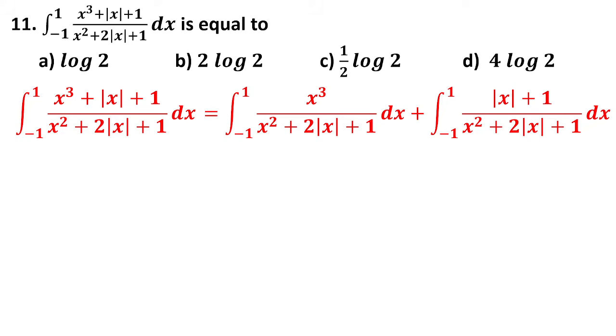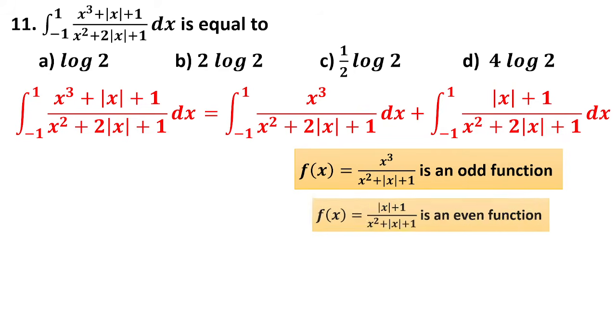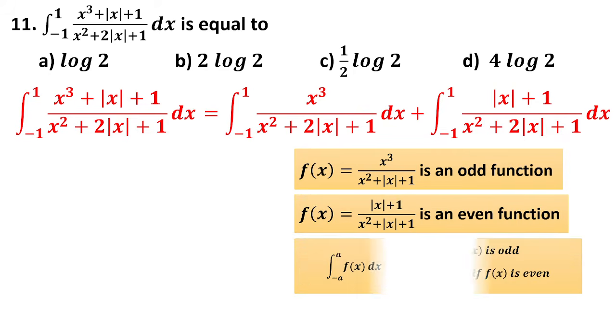That is x cube by the denominator plus the second term by denominator. Just by looking at it, I am seeing that in the first integral, when I replace x by minus x, the numerator is minus x cube. Therefore, it will be an odd function. Denominator will have no effect. The second one, when I replace x by minus x, I get the same function back. Therefore, it is an even function. So the first one is an odd function, the second one is an even function. Therefore, for the first one, the answer will be 0.